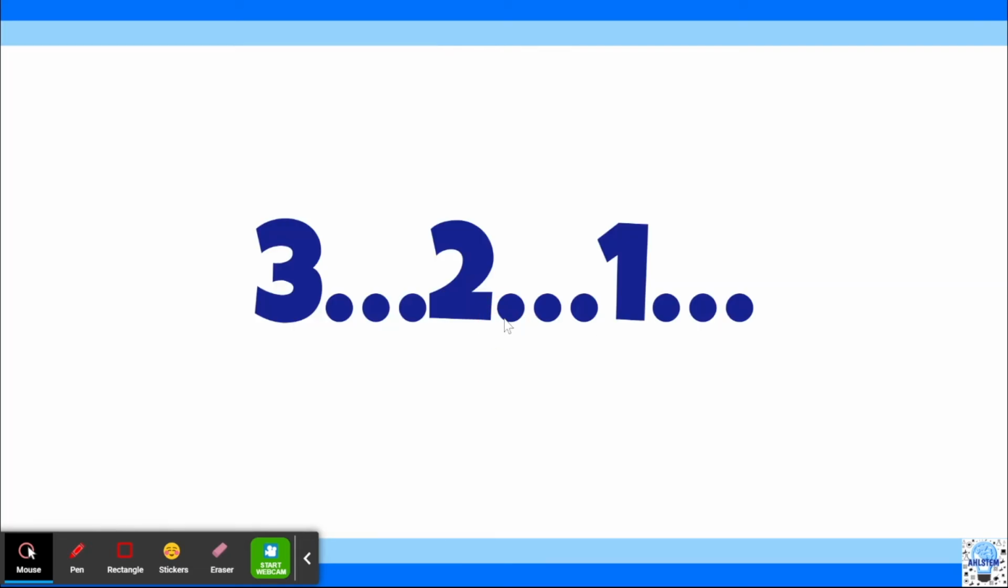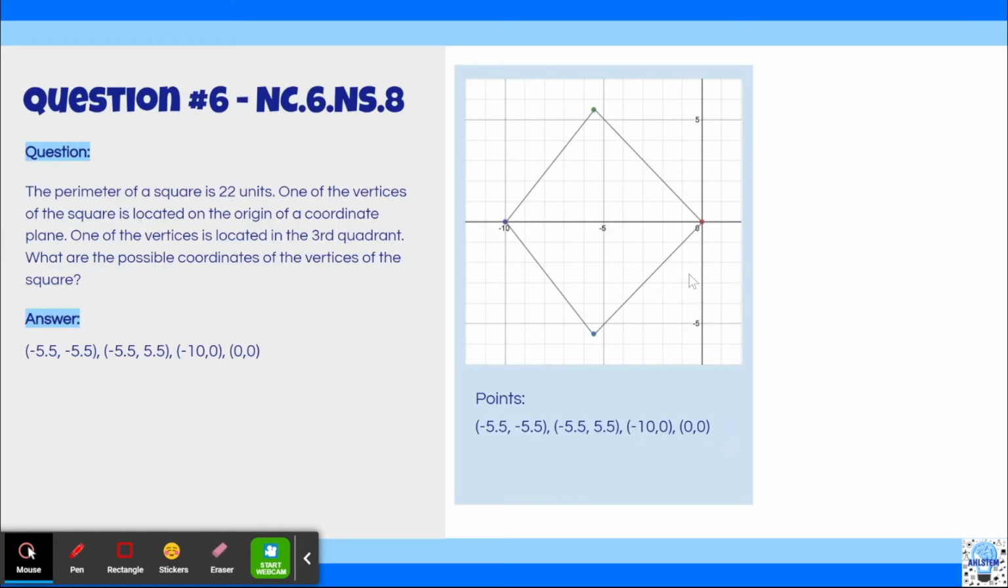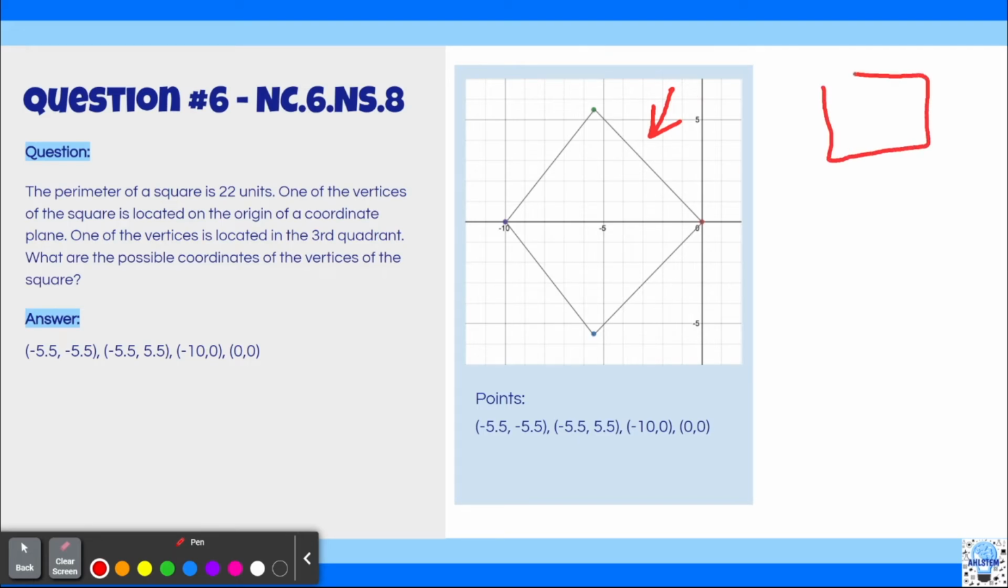Ready? 3, 2, 1. Okay, so one of the answers that you could have gotten could have been -5.5, -5.5, -5.5, 5.5, -10, 0, and 0, 0. And I've graphed our points in Desmos right over here. And yeah, these are possible combinations of coordinates that you could have gotten. So let's go over our geometry basics. So let's draw ourselves a little square. So each of these corners is known as a vertex, and the plural of vertex is vertices. Okay? So squares have 4 vertices.